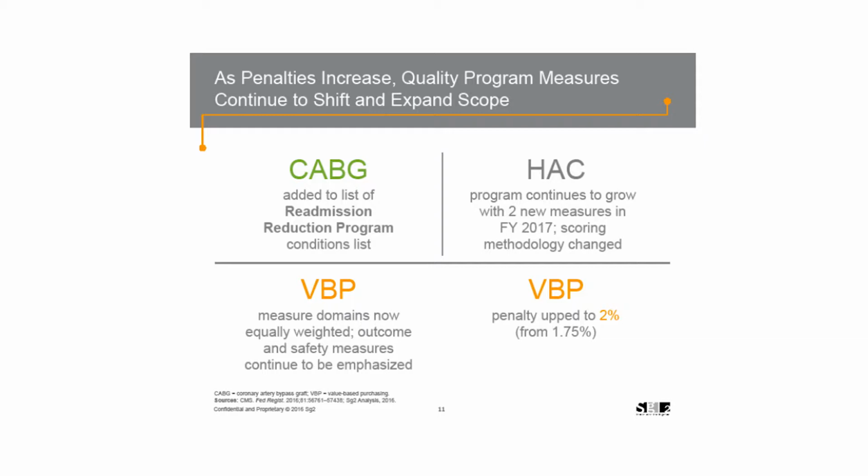And then HAC, Hospital Acquired Conditions Program, added 2 measures, and they've changed the scoring methodology for that. VBP, Value-Based Program, measures now are equally weighted with outcome and safety measures. So we're now up to a 2% penalty from 1.75 for this value-based purchasing program, which means that Medicare will penalize you up to 2% of your inpatient reimbursement if you aren't meeting that metric.